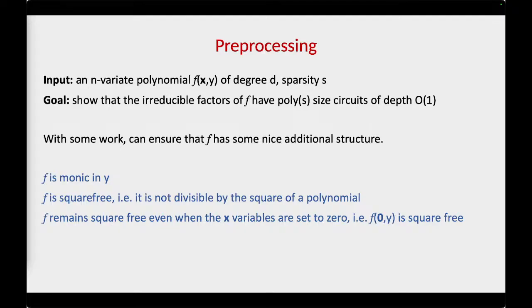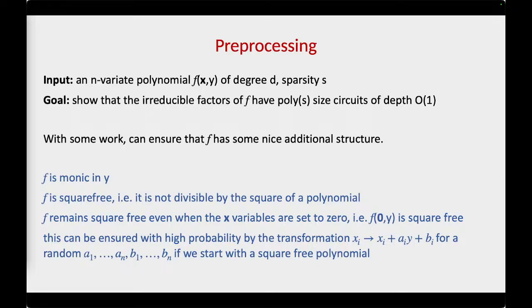And the third thing we would like to ensure is that f remains square free even when the x variables are set to 0. Even when we set all the x variables to 0, at that point f becomes a polynomial f(0, y). It's a univariate polynomial now in y. And we would like this univariate polynomial to be square free. It shouldn't be divisible by a square of a polynomial. In particular, it shouldn't have roots with multiplicity more than 1. Okay, so these are the three things we would like to do.